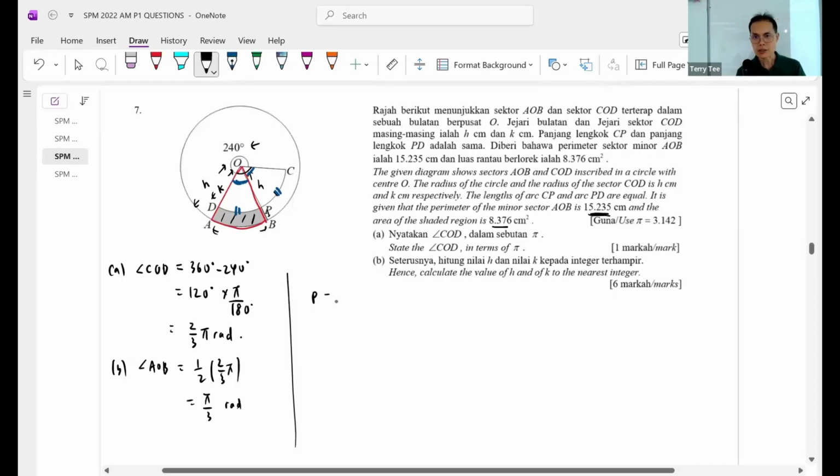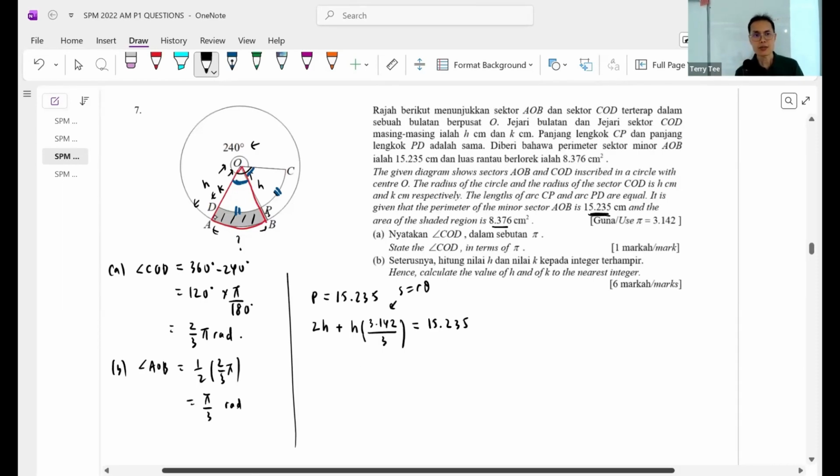Okay? Your perimeter is given as 15.235. Your perimeter consists of 2H, H plus H, 2H. As for your arc AB, right, we take H times theta. What's your theta? Pi over 3. Now, we can't use pi, we have to use 3.142 over 3, equals to 15.235. So what is this? This is your s equals r theta. Your radius is H. Your theta is pi over 3. Yeah, substitute pi with 3.142.